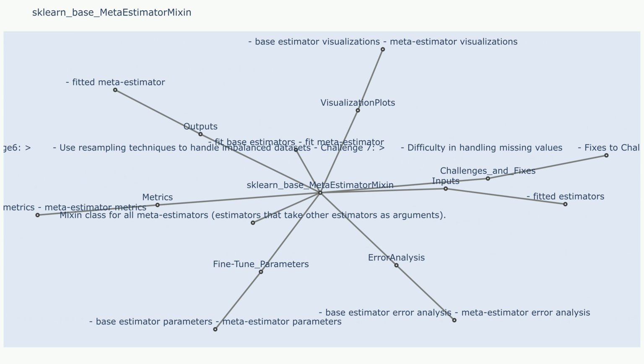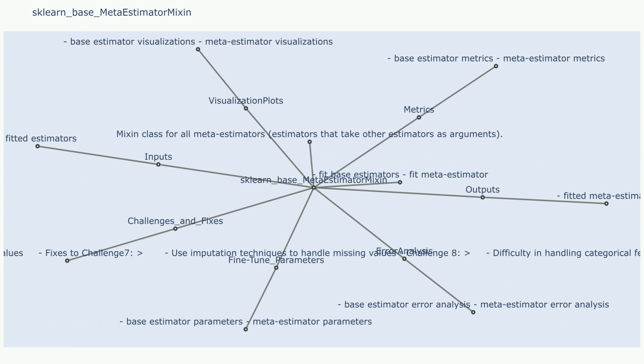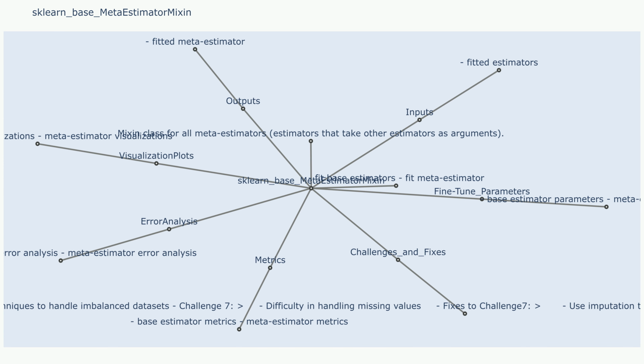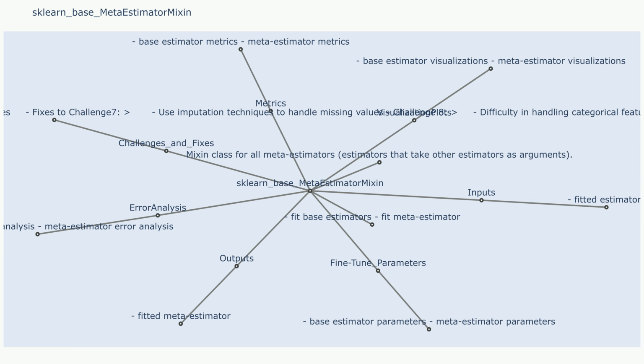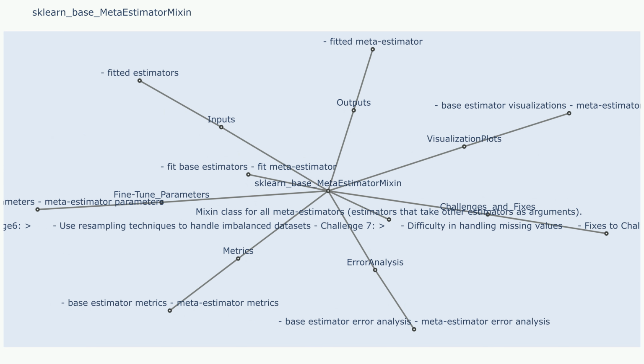Metrics: the metrics used to evaluate the performance of the meta estimator depend on the specific task and the base estimator being wrapped. Visualization plots: the visualization plots will depend on the specific task and the base estimator. Fine-tune parameters: the fine-tuning parameters will vary depending on the specific meta estimator implementation. Uncertainty methods: the uncertainty methods used will depend on the specific meta estimator implementation.